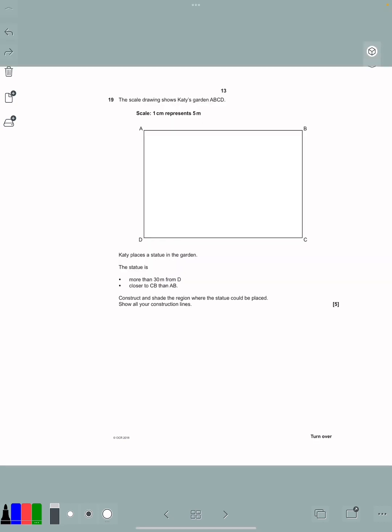So if it's more than 30 meters from D, you need to draw a compass, which is 6 centimeters, and draw an arc. It could be something like that. This is not to scale, as I'm doing it on a computer. And closer to CB than AB.